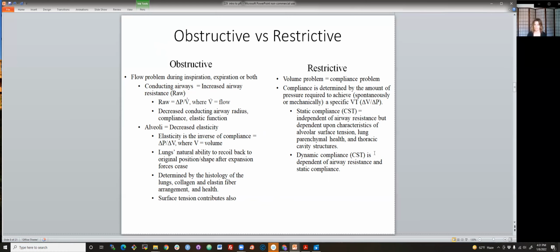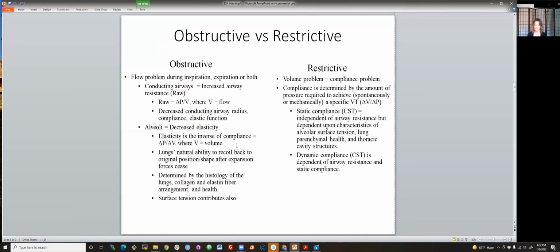And when we talk about elastic function, we'll talk about tracheomalacia a little bit later, and you'll understand how that plays into this also. At the alveoli level, the main problem is decreased elasticity. So if there's a flow impairment that's due to alveolar disease, it's usually due to a decrease in elasticity. Now, elasticity is the inverse of compliance. So it's the change in pressure over the change in volume, where V is volume here. And this elasticity is determined by basically the health of the lungs and their histology.